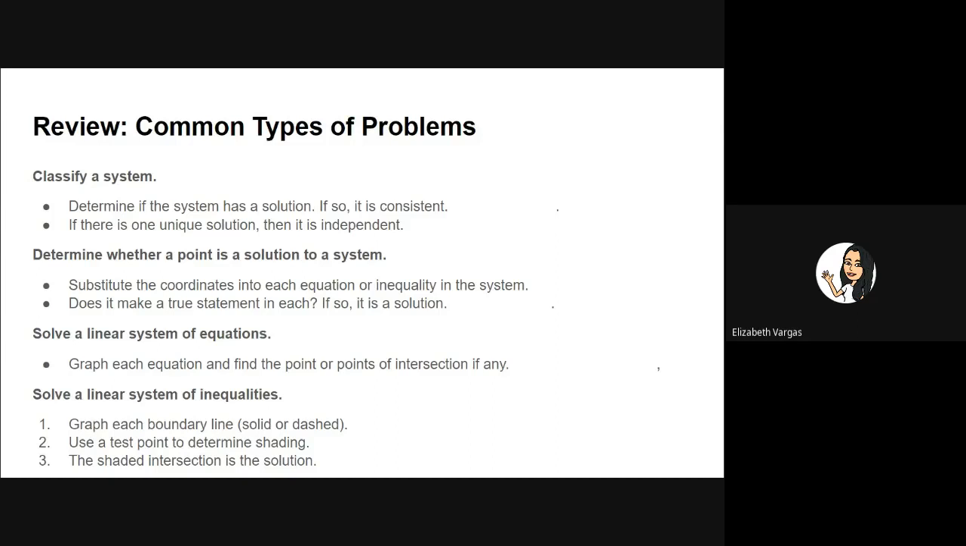We can solve a linear system of equations. We basically graph each equation and find the points of intersection if there are any. And then we can solve a linear system of inequalities. Basically, we graph each boundary line and then test a point to determine shading. So we're graphing those linear inequalities, which we've done before. But now how do we solve those linear systems of inequalities? Well, we want to find where the shaded areas intersect. Where is their commonality? That commonality section is going to be our solutions.